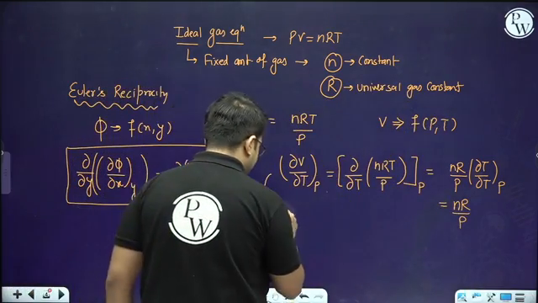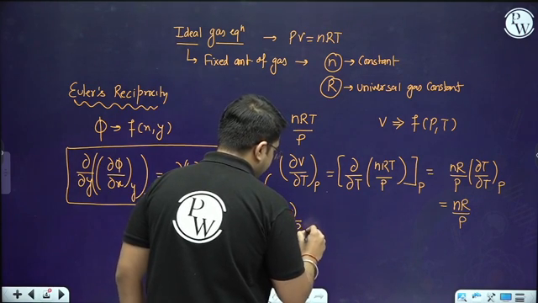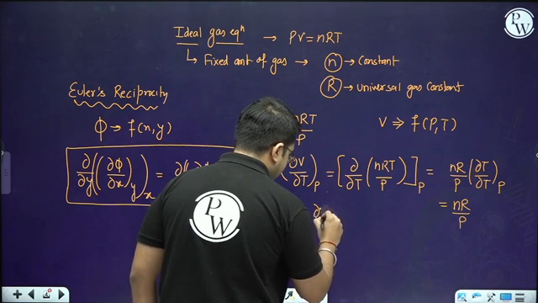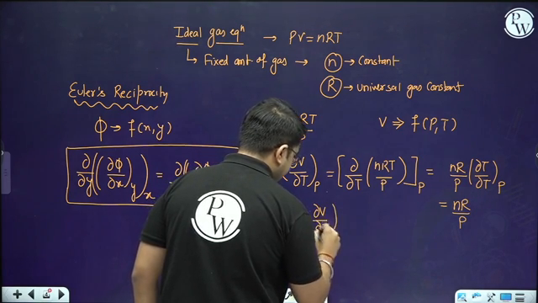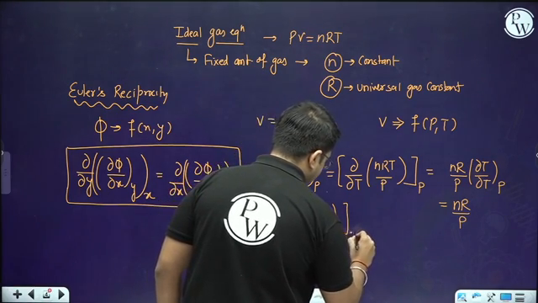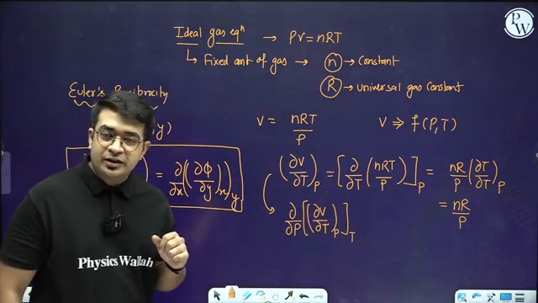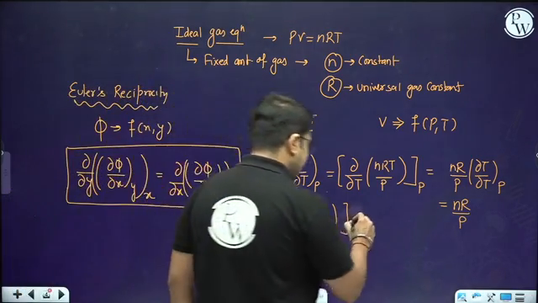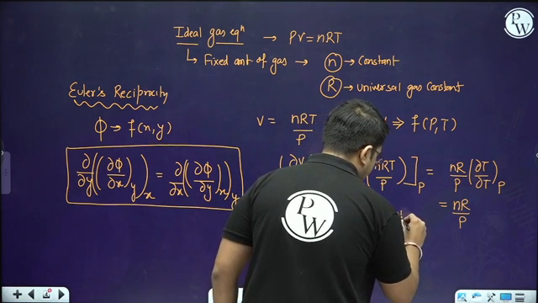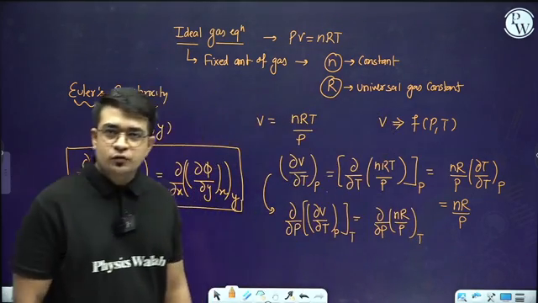Now again, I can say differentiation of this entire part with respect to P, of which part we have dV by dT at constant P, entire differentiation at constant T. So this quantity we have already calculated. Now we have to differentiate it with respect to P. So I can say that will be equal to d by dP of nR by P at constant temperature. So we just have to solve this entire part.